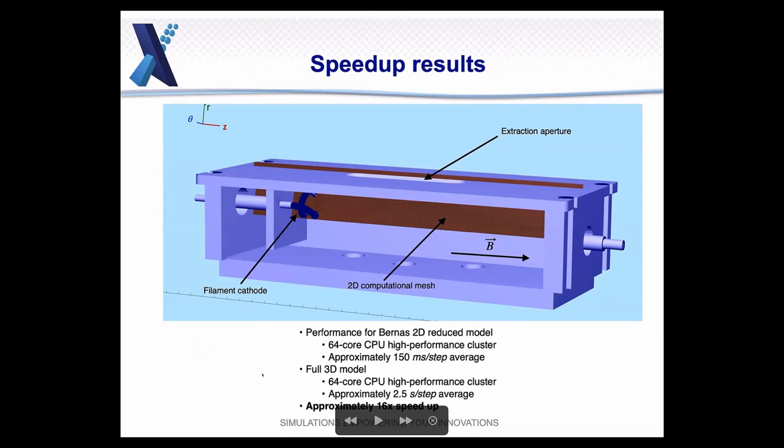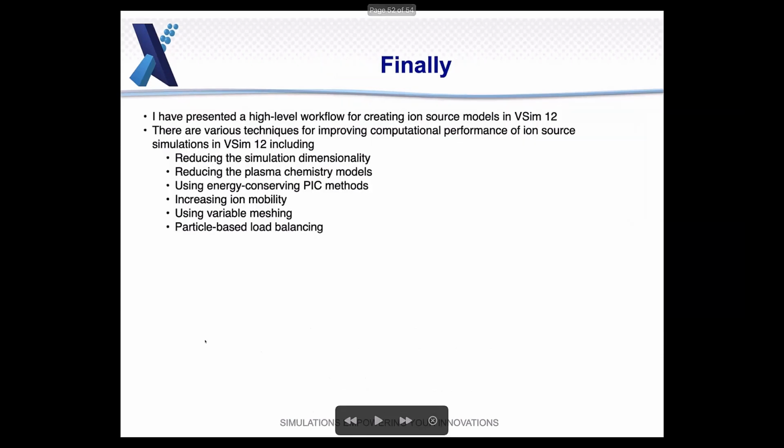Okay, so here are some performance results for the model that I've been talking about today. For the full 3D model, we're looking at about 2.5 seconds per step on average, as opposed to about 150 milliseconds per step for the 2D model with the increased mobility and things like that. So approximately 16 times speed up by using these different techniques. Okay, and that's it.